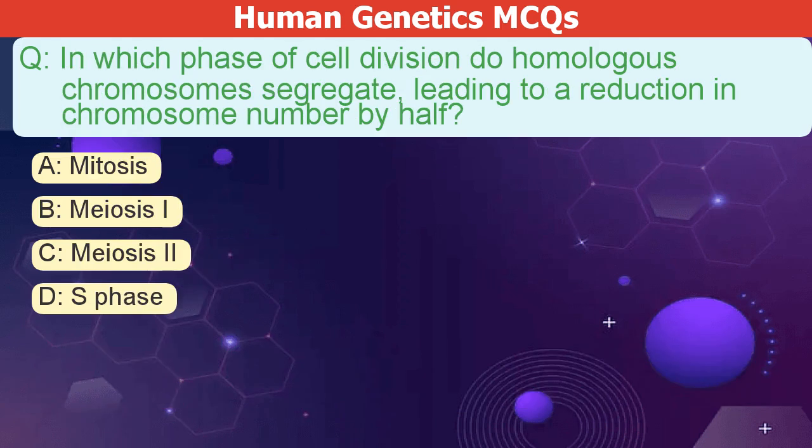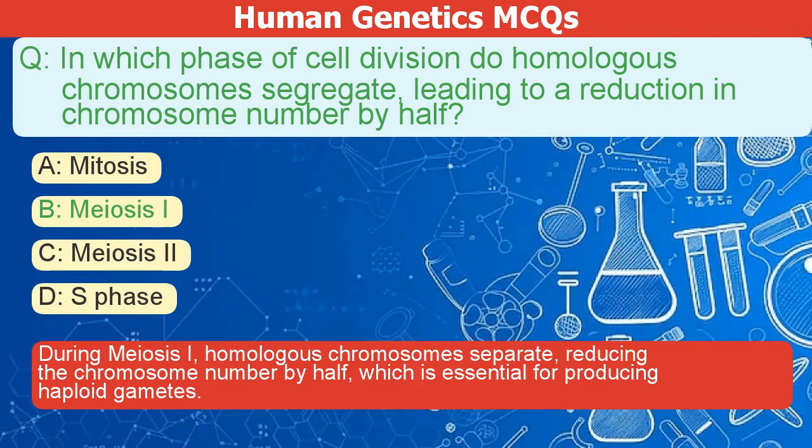In which phase of cell division do homologous chromosomes segregate, leading to a reduction in chromosome number by half? A. Mitosis. B. Meiosis I. C. Meiosis II. D. S phase. The correct answer is B. During meiosis I, homologous chromosomes separate, reducing the chromosome number by half, which is essential for producing haploid gametes.